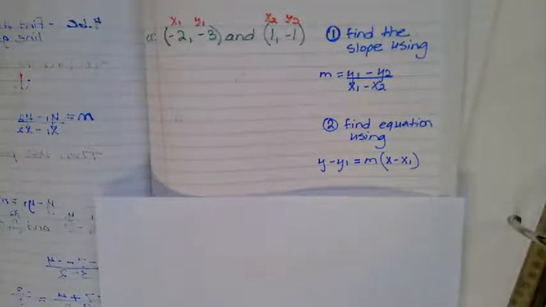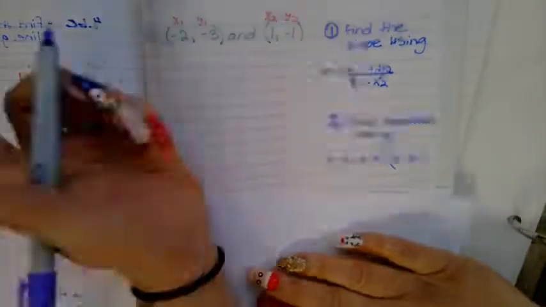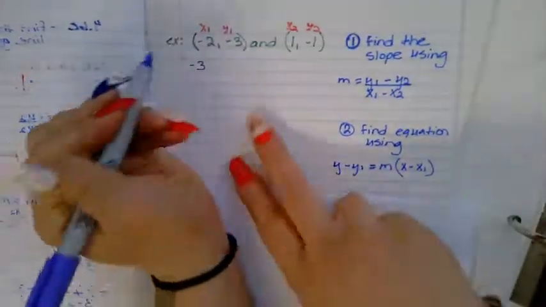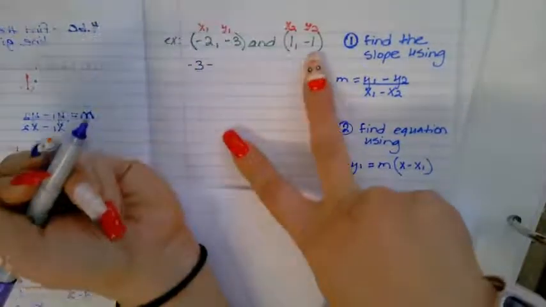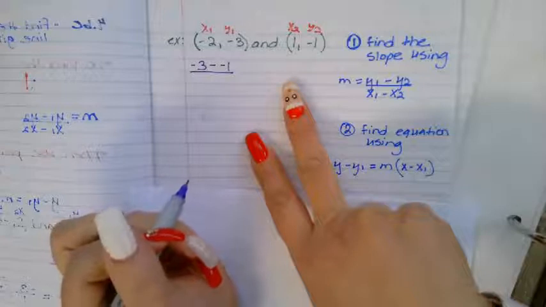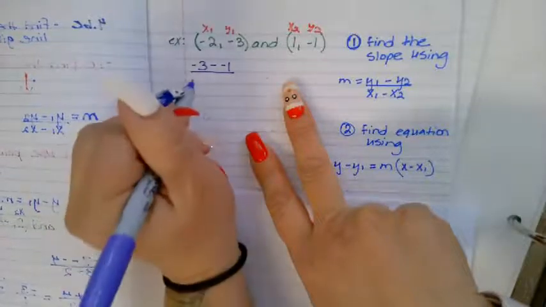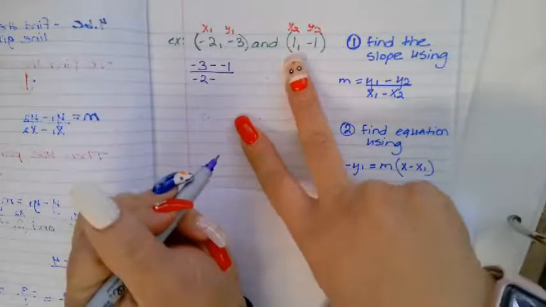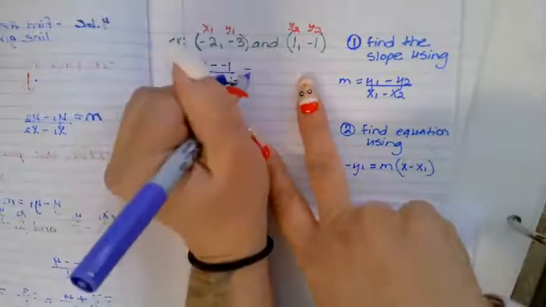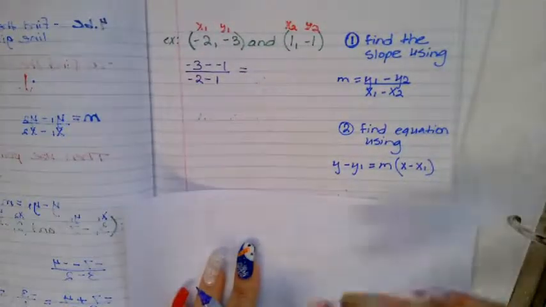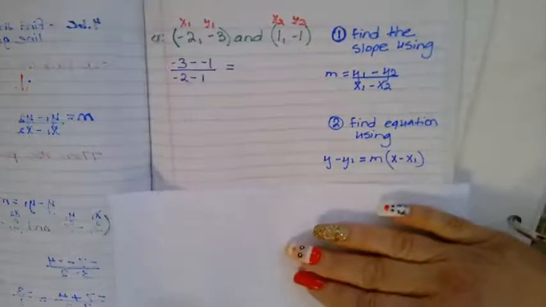Okay. So let's take our y1, which is negative 3, minus our y2, which is a negative 1. Then we have our x1, which is negative 2, minus our x2, which is a positive 1. So we're left with this, right? So what is our slope, guys? Tell me, or type it in, whatever.